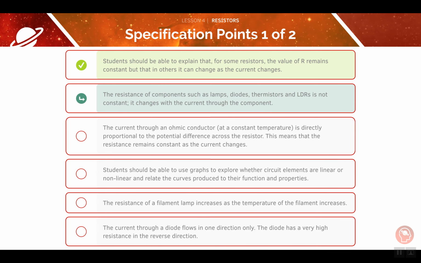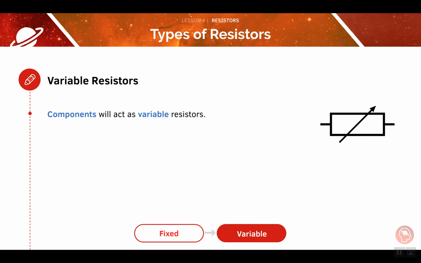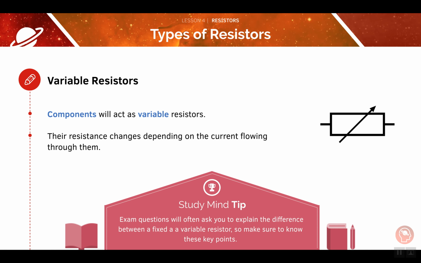Now, we will look at the resistance of components in a circuit. In a circuit, components such as lamps will act as variable resistors. They are variable because their resistance will change depending on the current that flows through them. Exam questions will often ask you to explain the difference between a fixed and a variable resistor, so make sure you know these key points.